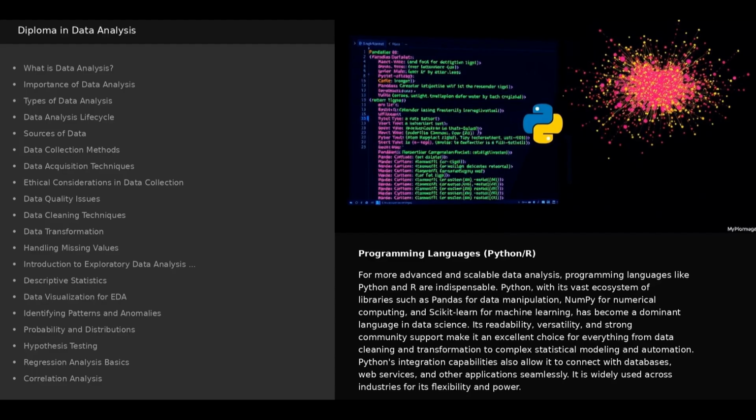Its readability, versatility, and strong community support make it an excellent choice for everything from data cleaning and transformation to complex statistical modeling and automation. Python's integration capabilities also allow it to connect with databases, web services, and other applications seamlessly. It is widely used across industries for its flexibility and power.